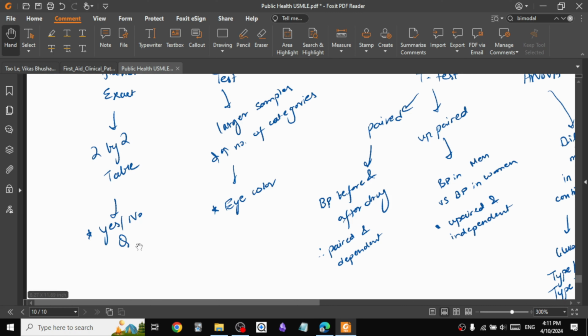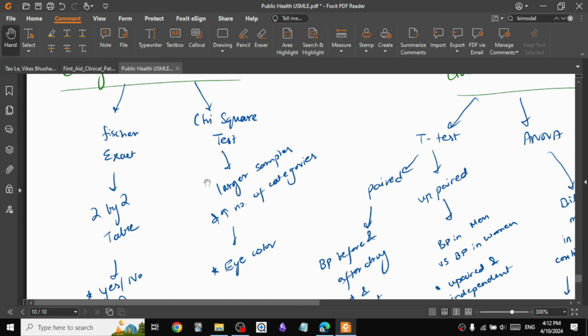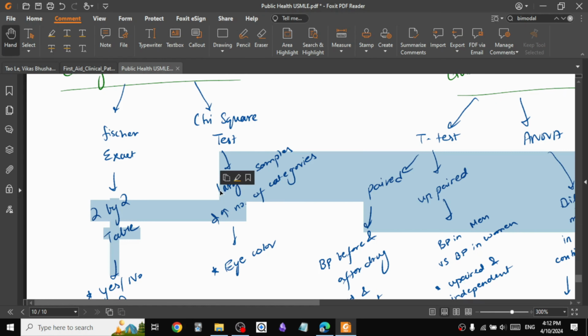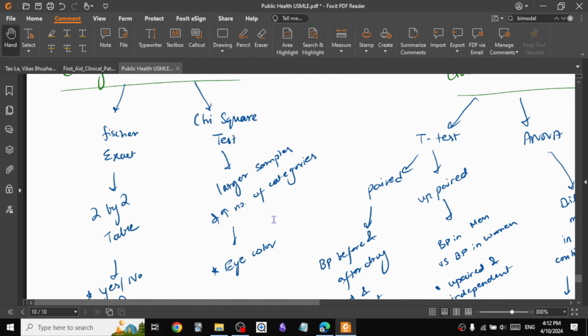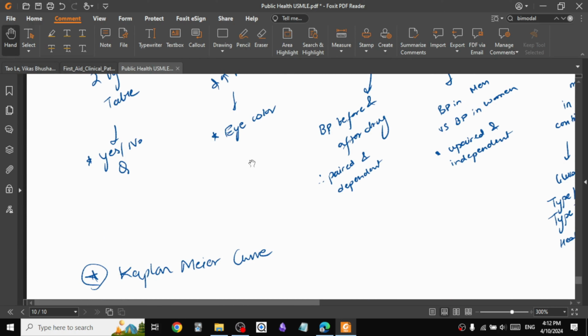If I do need to use that, I can use the Fisher exact test to conduct my statistical analysis, right? If I have more than two groups or a larger sample size, what do I use? I use the chi-square test. The example I've given here is eye color. You have different shades of eye colors, so first of all, more than two groups, and you can have a large sample size.